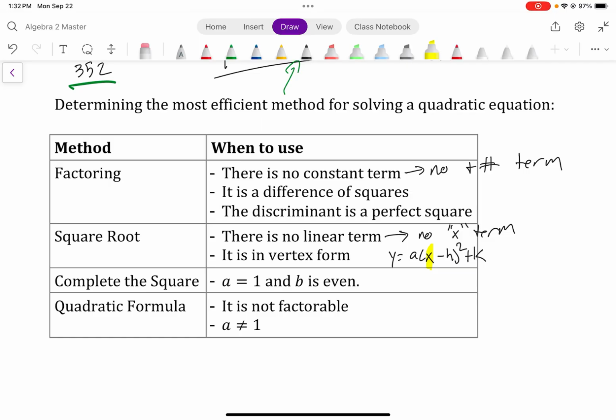You're going to complete the square if a is 1 and b is even. If it's not, you can manipulate it so those are kind of true, at least the a is 1 part is true. And the quadratic formula is the, I'm not sure what to do, throw this thing at it. You have to make sure it's in standard form for this thing to work.